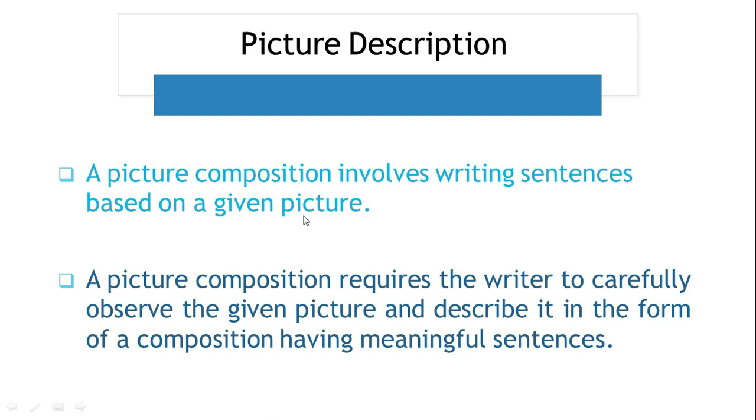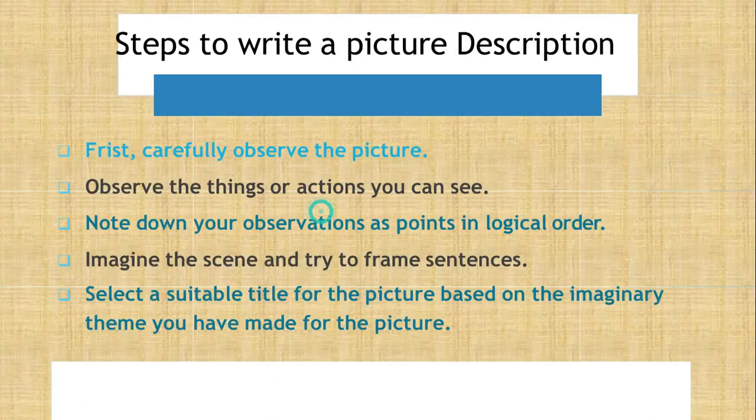So let's start with it. Let's see what are the steps involved in it. Steps to write a picture description. What is the first step, or what are the things that you have to keep in your mind while describing a picture? First, carefully observe the picture. This is the foremost, very important point, that your observation should be very strong. You should know what the things in the picture are. You should not neglect anything. Then, observe the things or actions you can see.